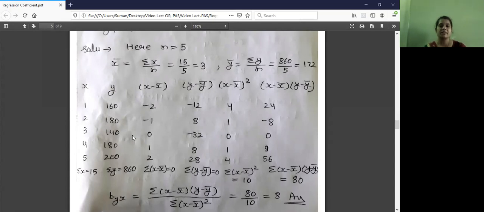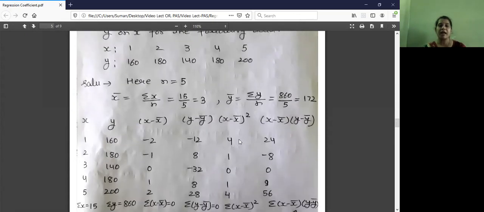140 minus 172 is equal to minus 32. 180 minus 172, so we write plus 8. And 200 minus 172, then 28. So here we mark the column of x minus x bar and y minus y bar.